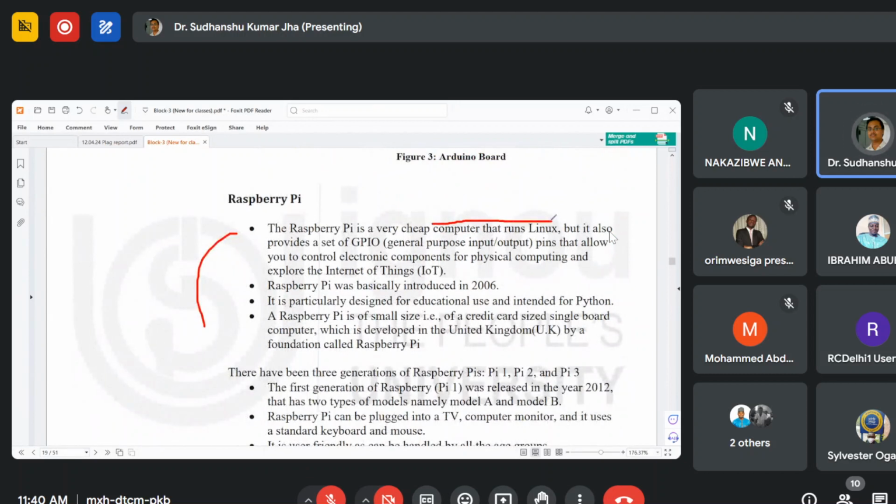So Raspberry Pi is a kind of device. The size of the Raspberry Pi is about the size of your ATM card, the debit card or the credit card. This small device works like a computer. The Raspberry Pi has the Linux operating system, and you may find one GB of RAM as well, and there are GPIO, general purpose input output pins, where you insert your sensors, and the Raspberry Pi will start working.